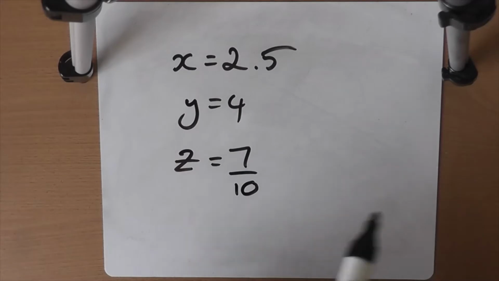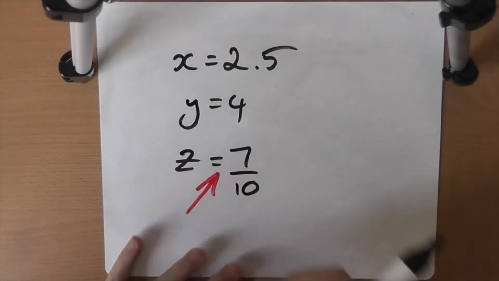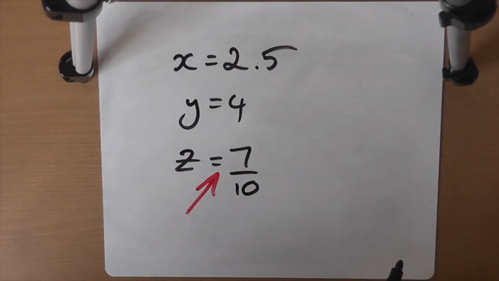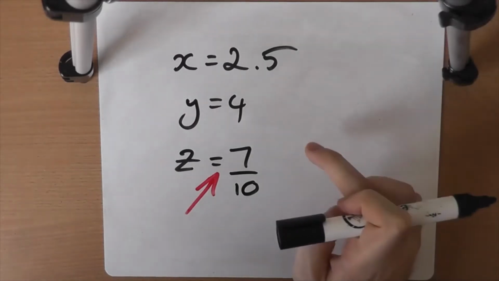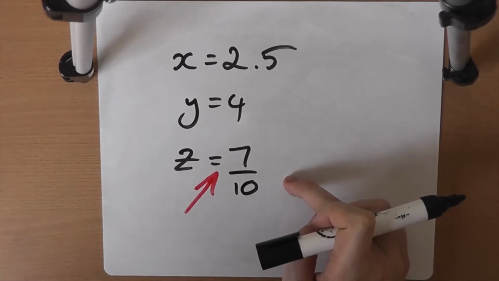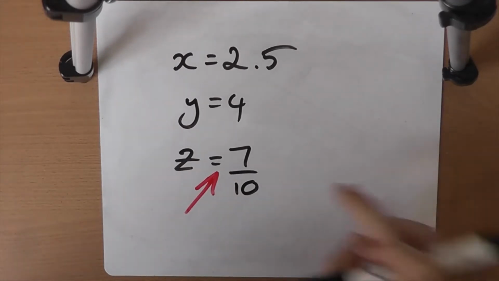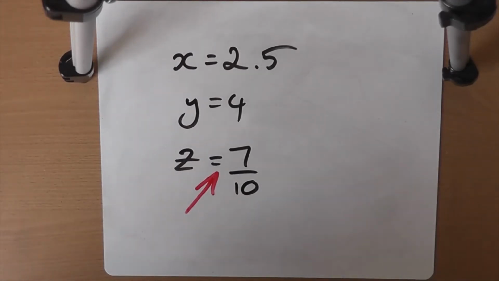Now the problem is, these equalities with their equals signs in are very exact. x is 2.5, y is 4, and z is 7/10. They are indisputable facts. They are definitely true. The two things are exactly the same. But really, we need a way of describing, using symbols, this idea of comparison, this idea of bigger than or less than or between.